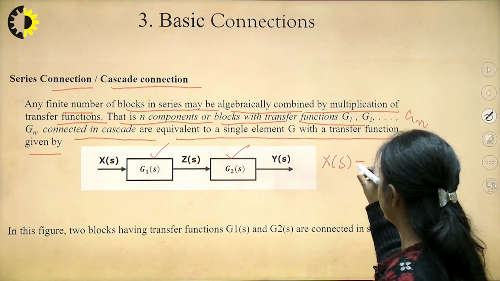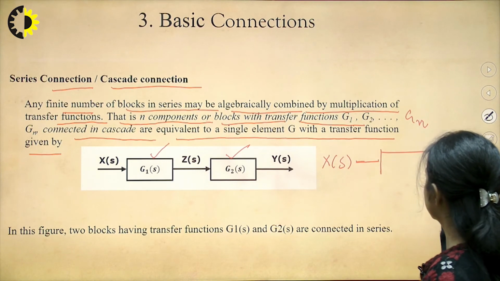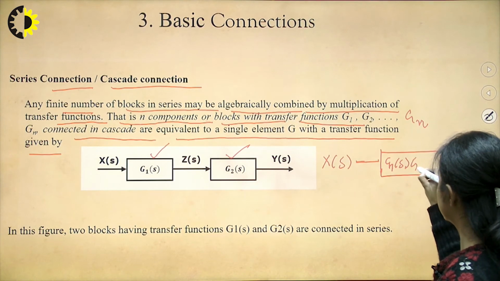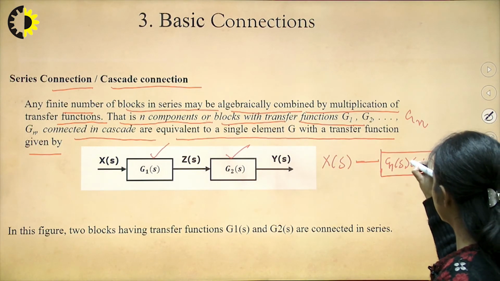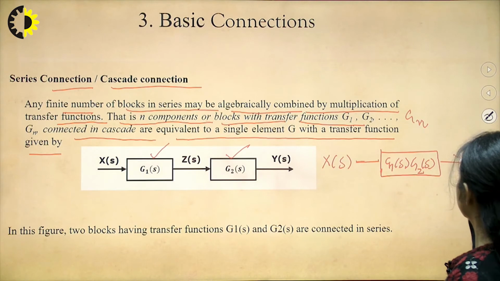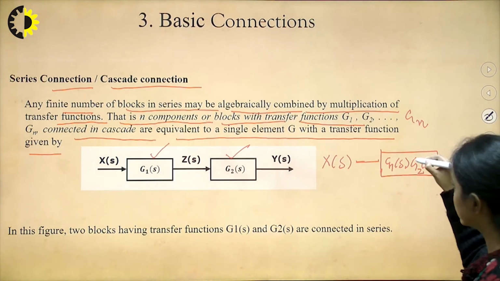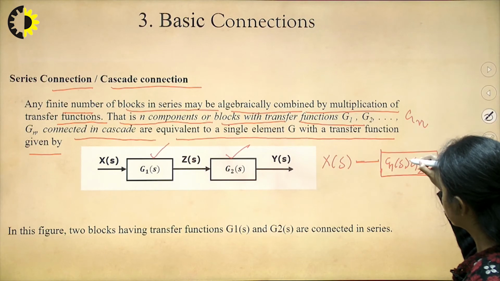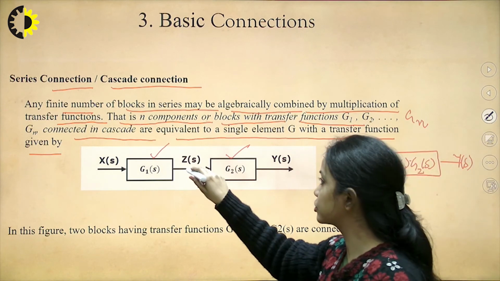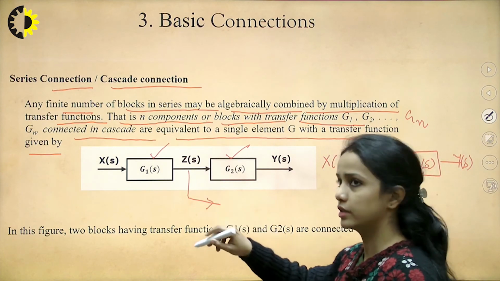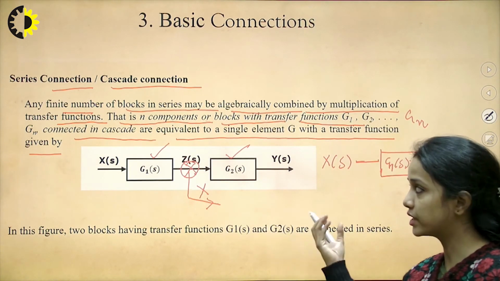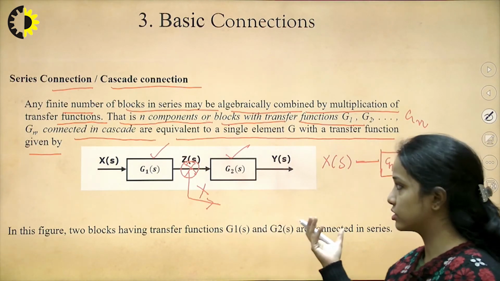Here we can replace it: X(s) is represented as G1(s), G2(s), just the product, and here it is Y(s), just the product. The only condition is that there should not be any takeoff point and there should not be any summation point. They should be placed next to each other, and then we can simply take the product of these two.